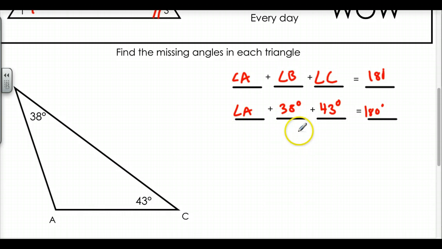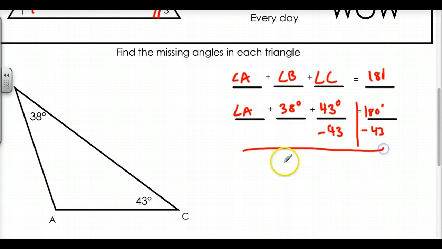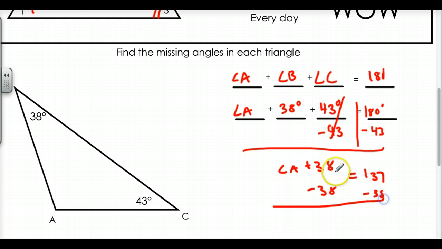To solve for angle A, all I have to do is subtract 43 and subtract 38. This cancels, and 180 minus 43 is 137. Then I just take away the 38, and that goes away. Angle A is equal to 99 degrees.